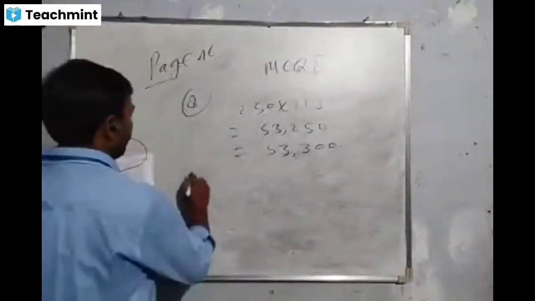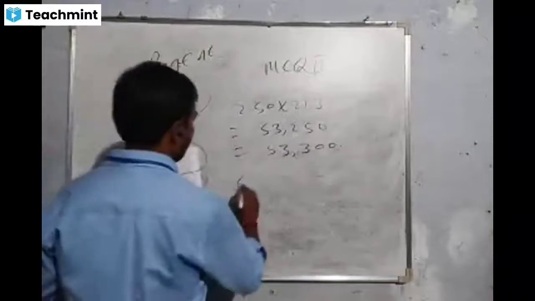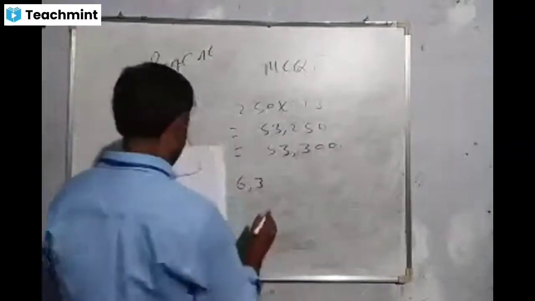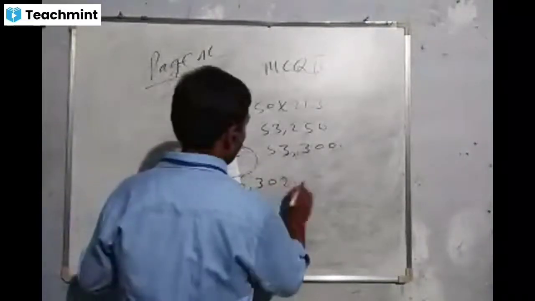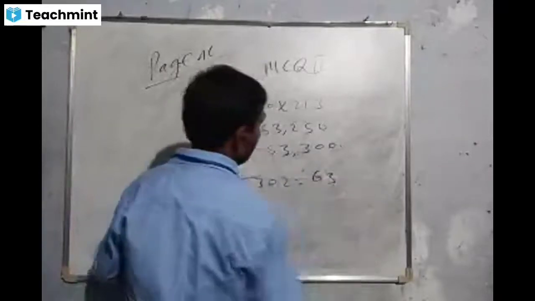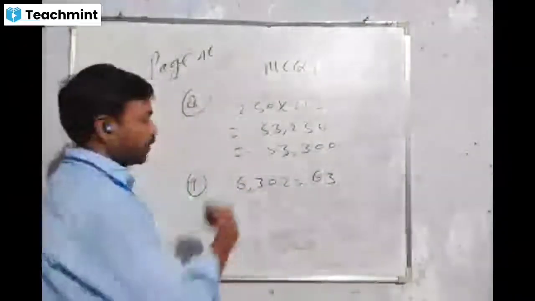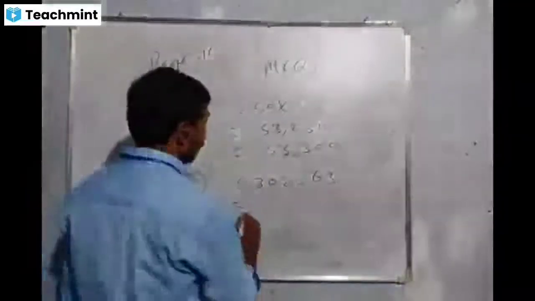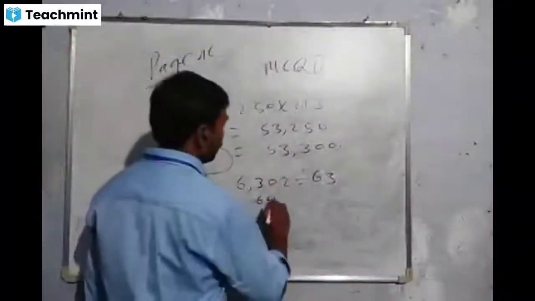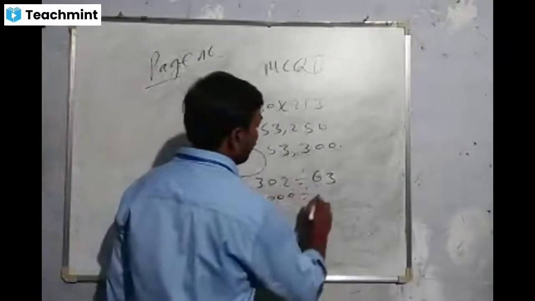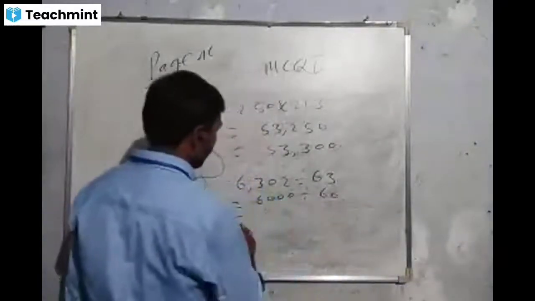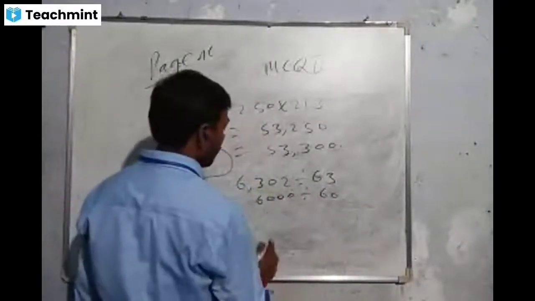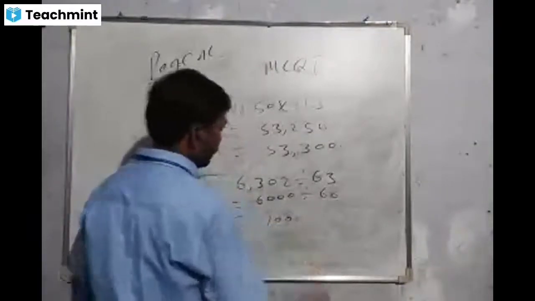Question number 9, see here: 6,300 divided by 63. We are saying estimate, that is an approximate value, not the exact value. So this is rounded to the nearest 1000, so this becomes 6,000, and divide by 60. If you divide 6,000 by 60, this becomes 100.